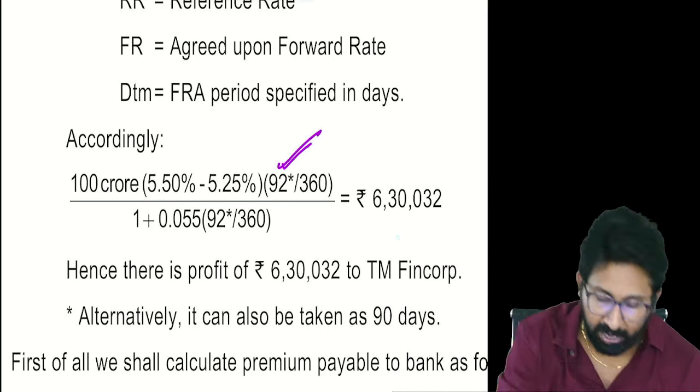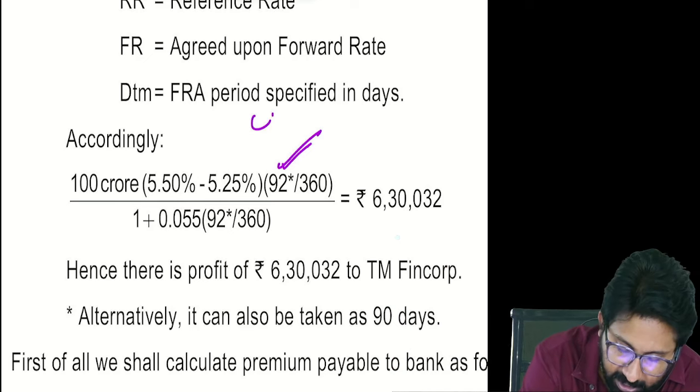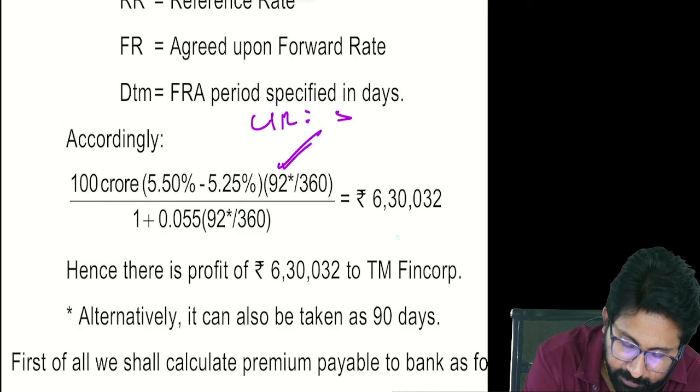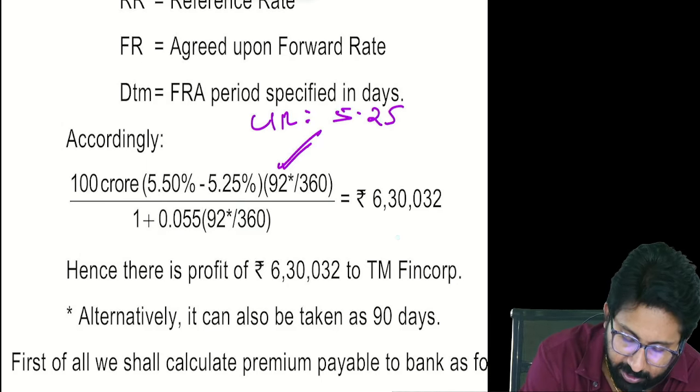Now answer. What is our locked-in interest rate, I said? 5.25. What is the reference rate on expiry date?